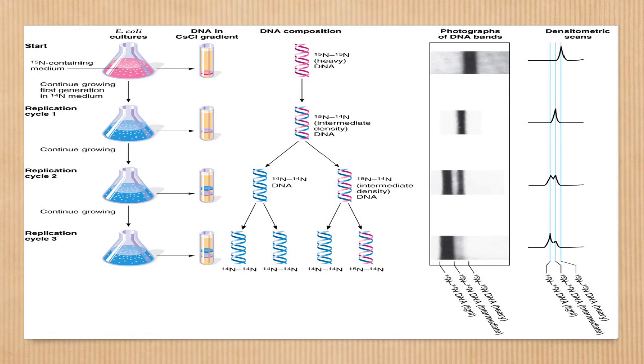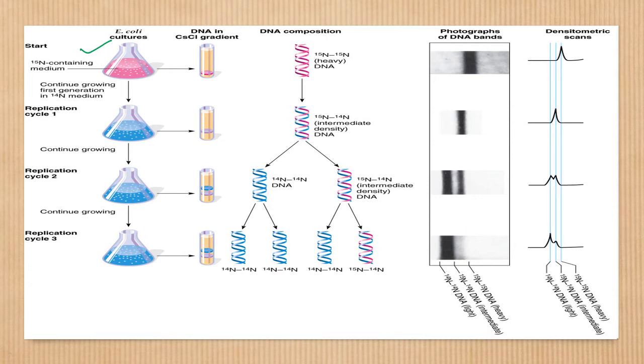So let's see this photograph. We discussed the first two steps in this diagram. That is the first step, this one. We cultured the bacteria in N15 containing medium, that is N15 containing ammonium chloride medium. As a result, what happens?